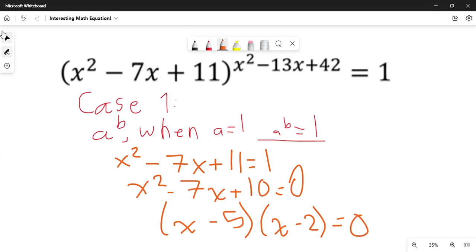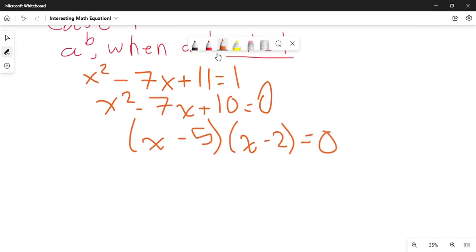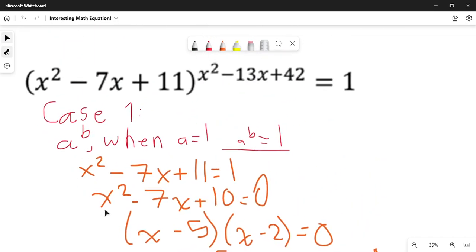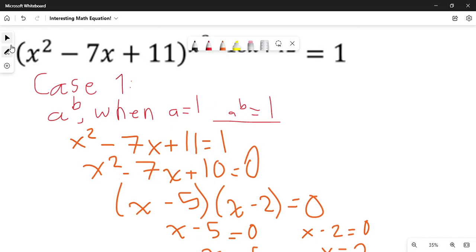Now we can use the zero product property, which states that one of these has to be 0. So we get x minus 5 equals 0 and x minus 2 equals 0. So here you get that x equals 5 and x equals 2. So for case 1, we get our answer as x equals 2 and 5.